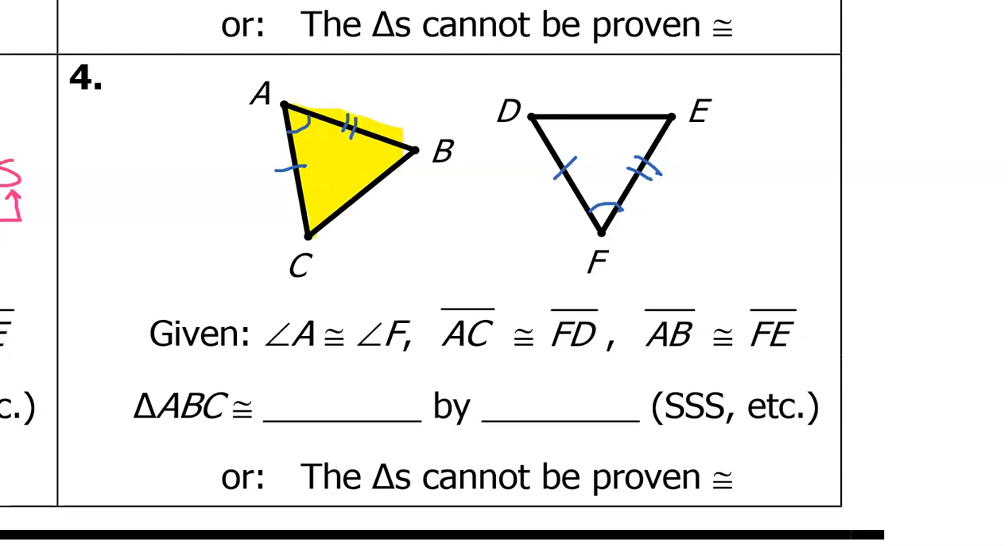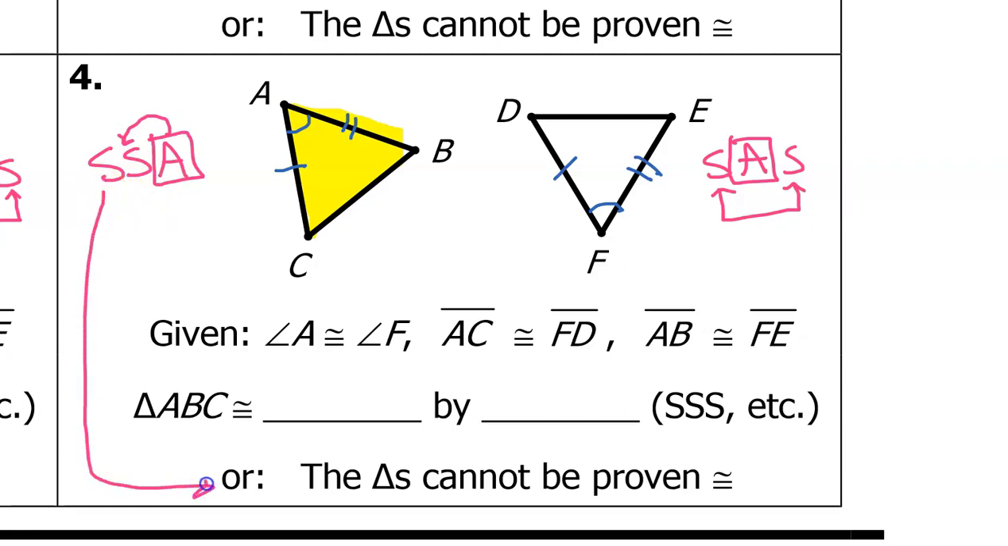What type of information do we have? I see that we have two sides and an angle. So that means this is either going to be side-side-angle, or it will be side-angle-side. The difference is whether or not the angle is between the two sides. If it is, it'll be side-angle-side. If the angle is not between the two sides, then it will be side-side-angle, and we will say triangles cannot be proven congruent.